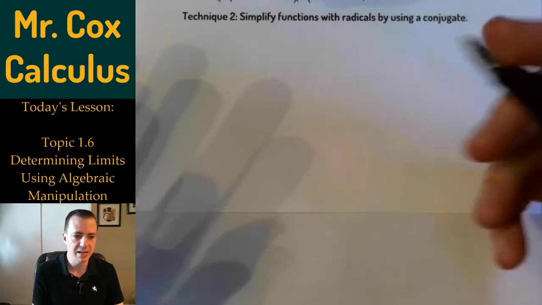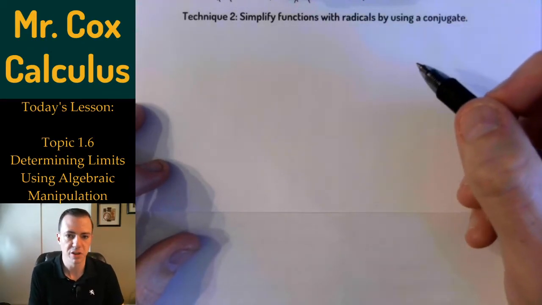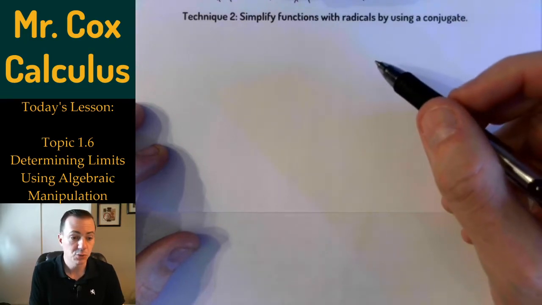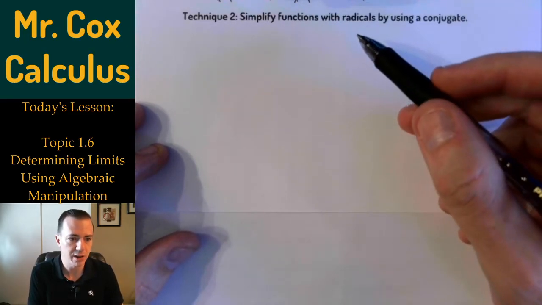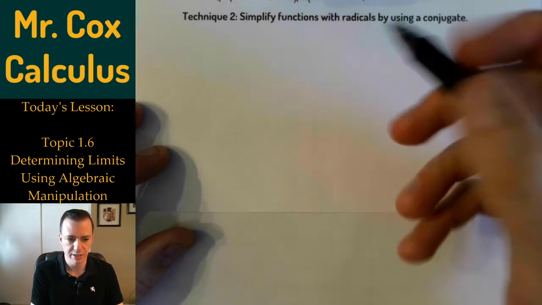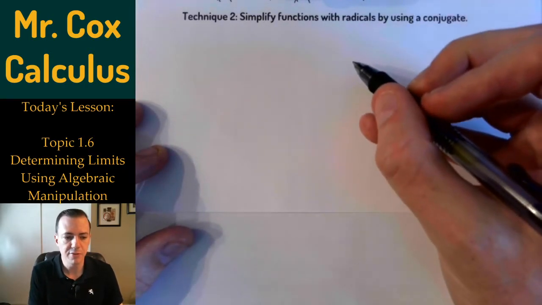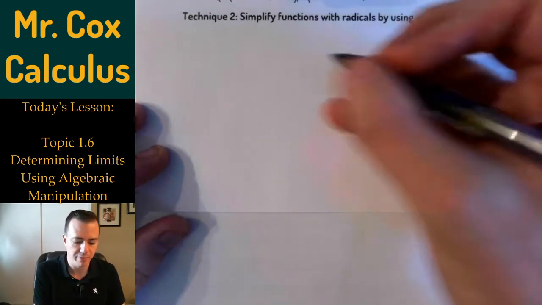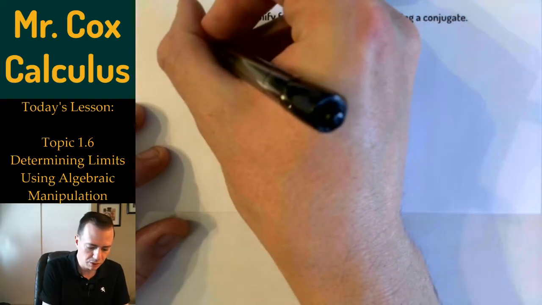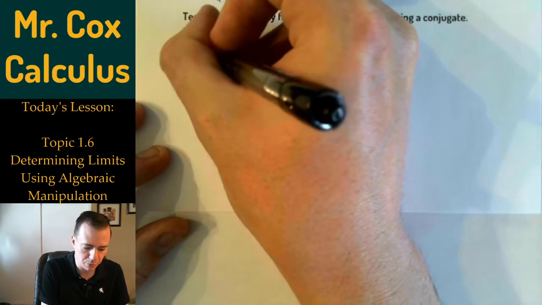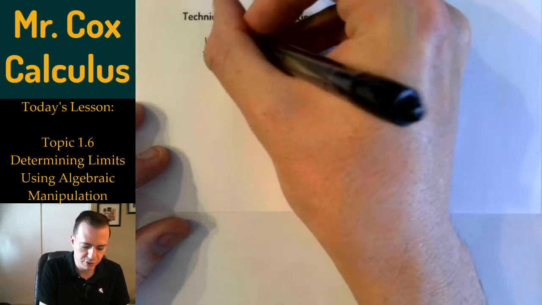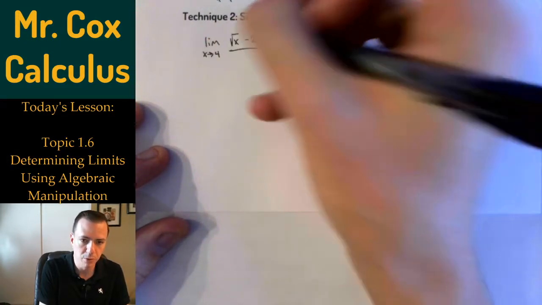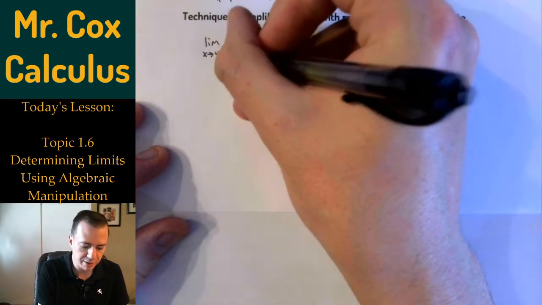Our second technique for evaluating limits with algebraic manipulation is whenever we have a function that has radicals, we can use the conjugate to sometimes either simplify or just simply rewrite what the function is equivalent to. So let's take a look at the limit as x approaches 4 of the square root of x minus 2 divided by x minus 4.